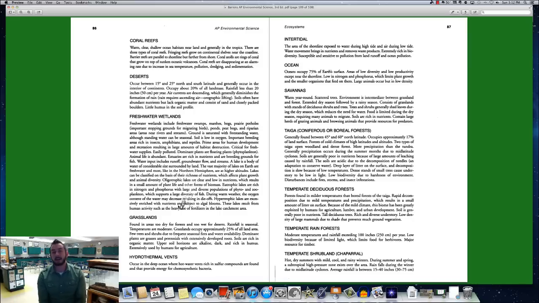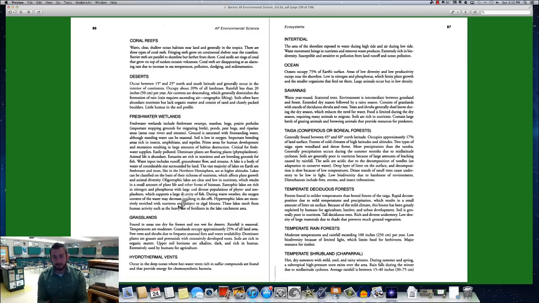The ocean itself occupies 75% of the Earth's surface, with areas of low diversity and low productivity except near the shoreline, and it's usually low in nitrogen and phosphorus, which limits plant growth, and smaller organisms end up feeding on those. Larger animals occur, but at very, very low densities.